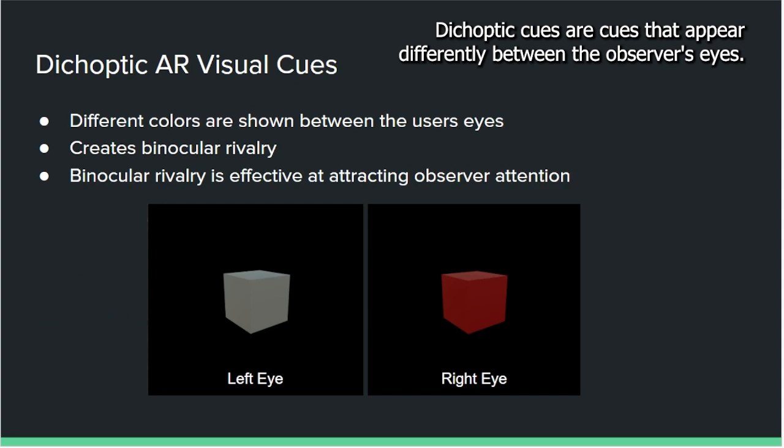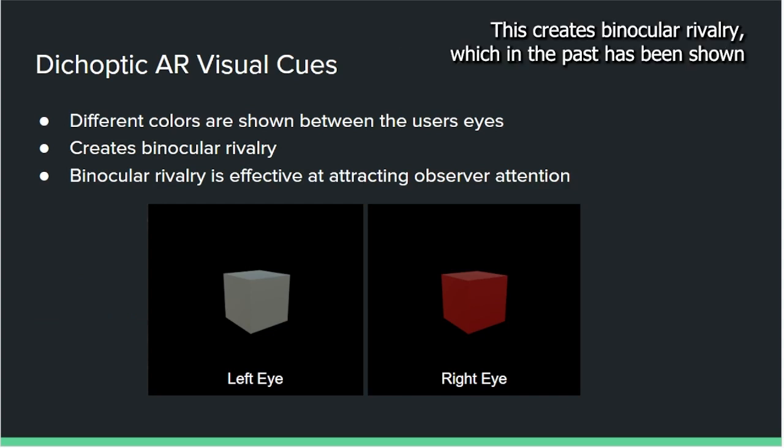Dichoptic cues are cues that appear differently between the observer's eyes. This creates binocular rivalry, which in the past has been shown to be effective at attracting the attention of the observer.